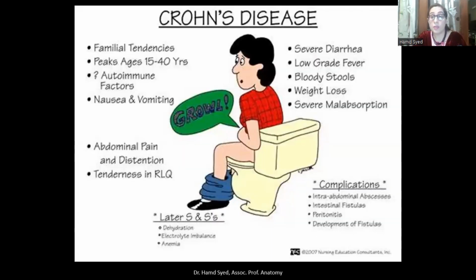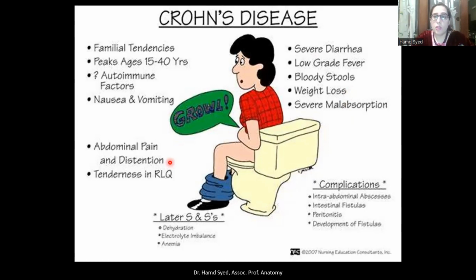The signs and symptoms of Crohn's disease are due to malabsorption, that is severe diarrhea. Because it's an inflammation, it can cause low-grade fever, and there can be bloody stools. Of course, eventually there will be weight loss, and also abdominal pain, distension, and tenderness in the right lower quadrant.